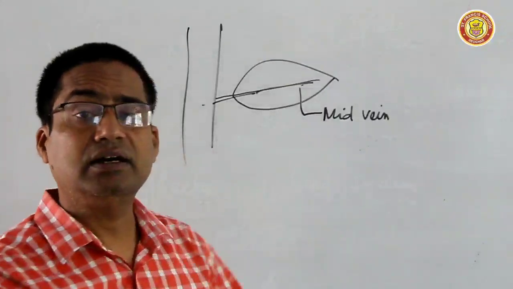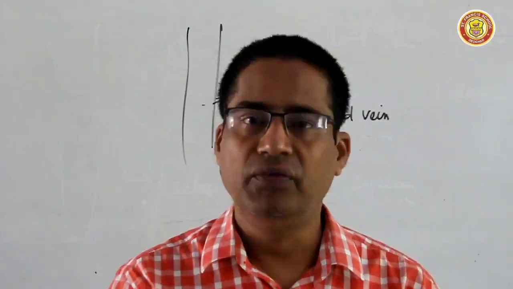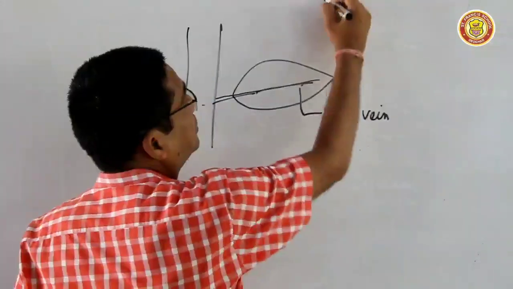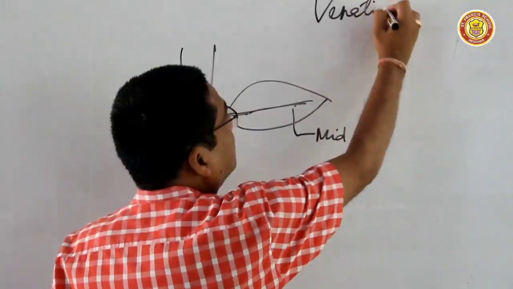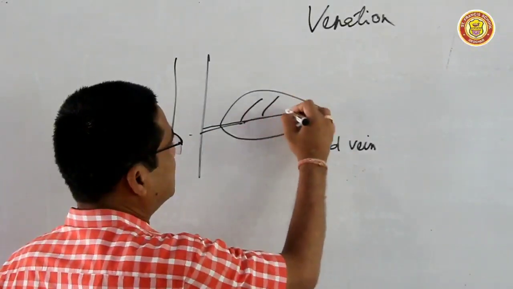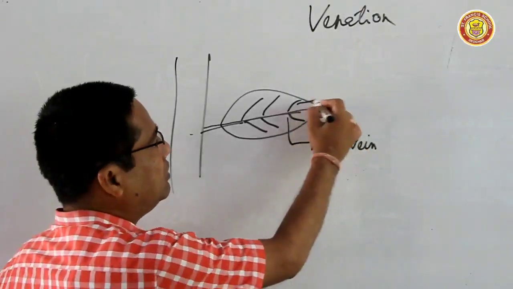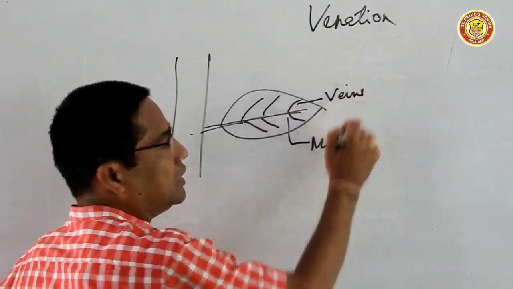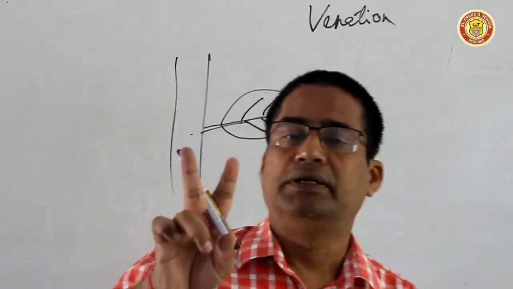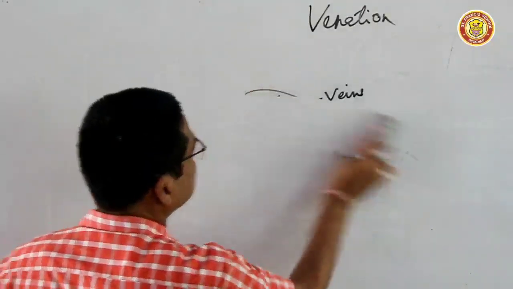So there is a network of veins in the leaf. This network of veins is called venation. The arrangement of veins in the leaf is called venation. So these are the veins: midrib, midvein and the other veins. Two types of arrangement you see in the leaf. One is called the parallel venation.